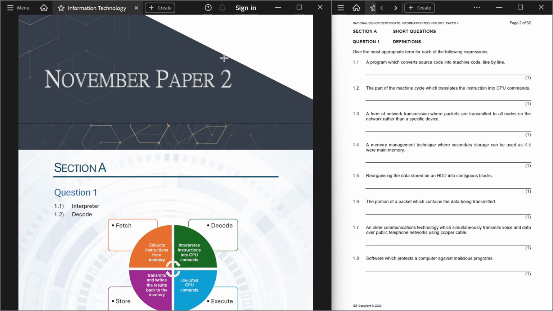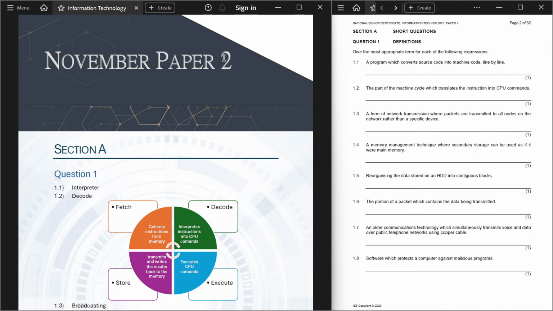1.3. A form of network transmission where packets are transmitted to all nodes on the network rather than a specific device. The answer here is broadcasting. 1.4. A memory management technique where secondary storage can be used as if it were main memory. The answer is virtual memory. Now that raises the question, why virtual? We understand the difference between secondary storage and RAM. RAM is volatile memory, which means that once the computer switches off, the memory that it was storing would be completely eliminated. Secondary storage is permanent memory.